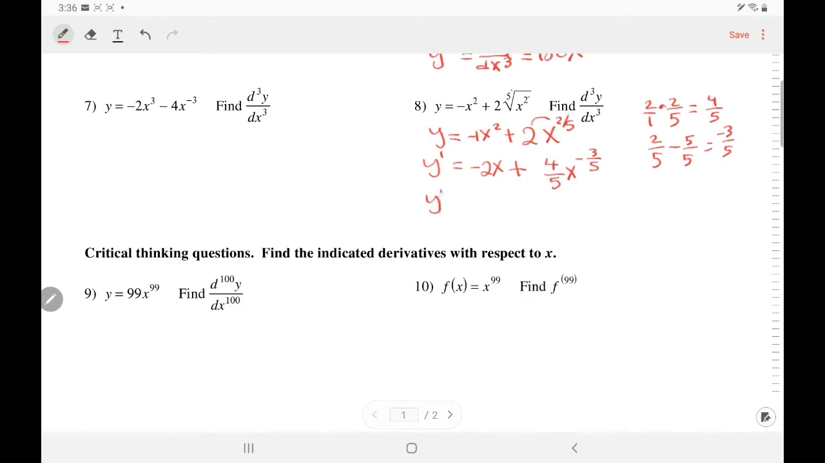Second derivative. Deriving your first term, use rule number 2. So derivative of that is negative 2. Now here I have to multiply these using rule number 3. So 4/5 times negative 3/5 is negative 12/25. So it's minus 12/25 x. I have to reduce the negative 3/5 by 1, which is 5/5. So negative 3 minus 5 is negative 8/5.